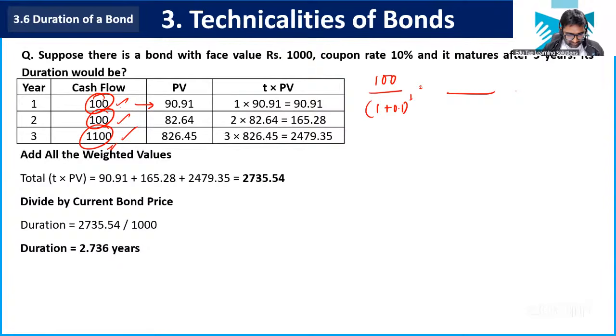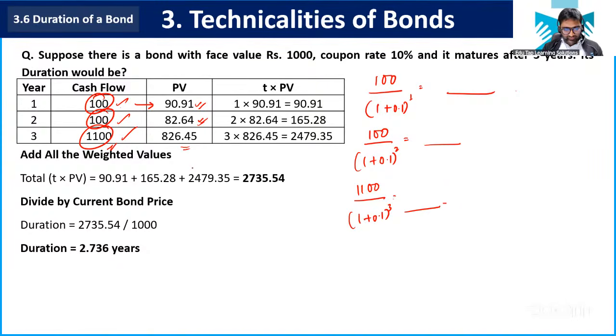Yes, very good, Pradeep. You are getting 90.909, which is nothing but 90.91. Clear? Now second one, 100 by 1 plus 0.1 whole square. Can you tell me what will be the answer for that? Yes, 82.64. Similarly, 1100 by 1 plus 0.1 whole cube. Are you getting the third one? Can you just calculate quickly and tell me?